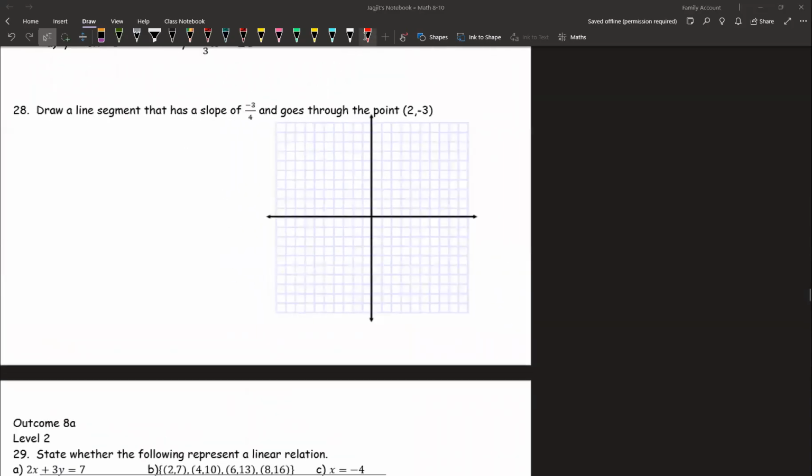Next up, they're saying draw a line segment that has a slope of -3/4. So we need a slope of -3/4, and it goes through the point (2, -3). Okay, so x is 2, y is -3. So x is 2 here, y is -3. 1, 2, 3. Right here.